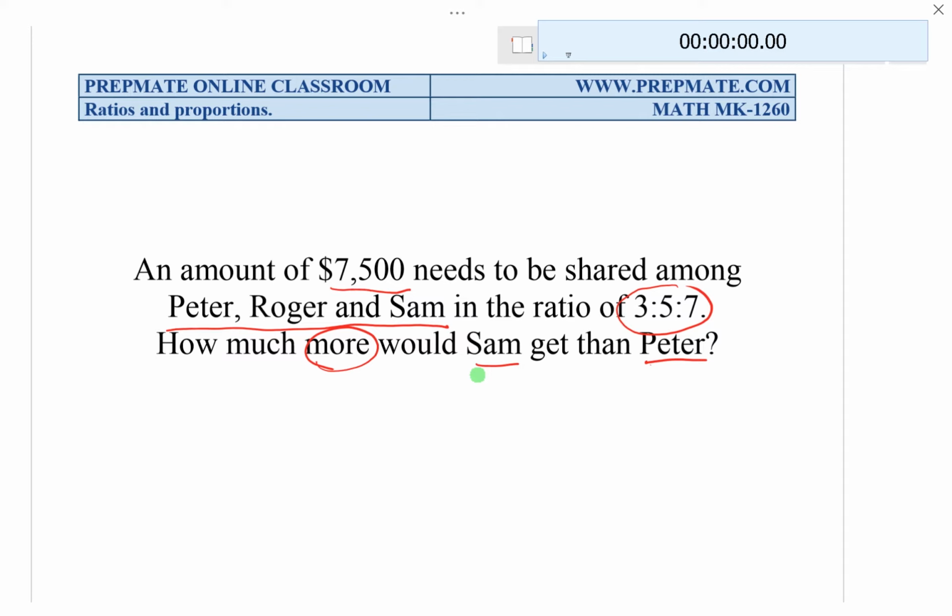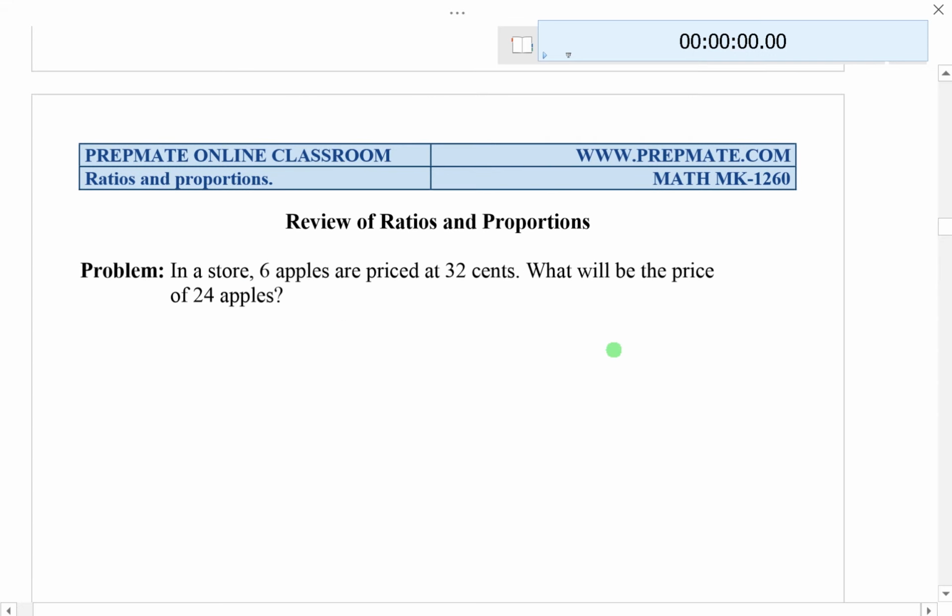All right, so having said this, before we solve this problem, let's have a small review of how we solve problems involving proportions. As an example, I have taken a very simple problem that you can solve in your head. You know how to solve this problem. So I'm going to read the problem, and then I will teach you a very valuable technique in solving such problems very efficiently. The problem: in a store, 6 apples are priced at 32 cents. What will be the price of 24 apples?